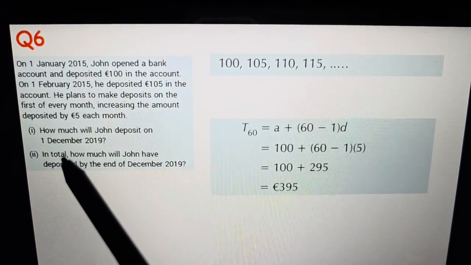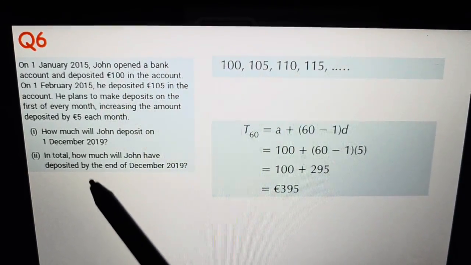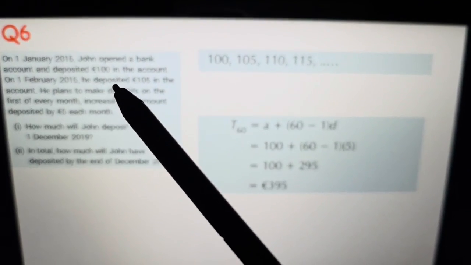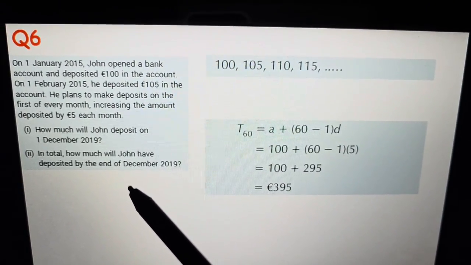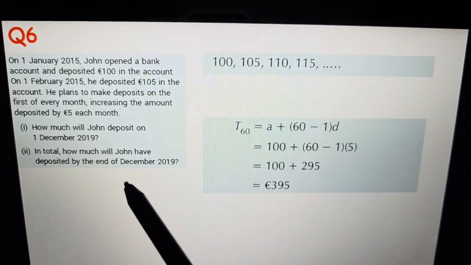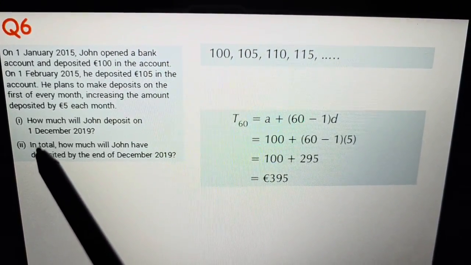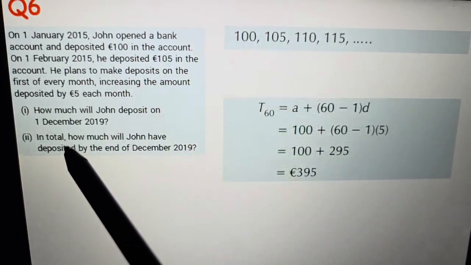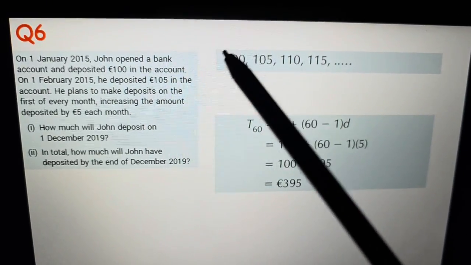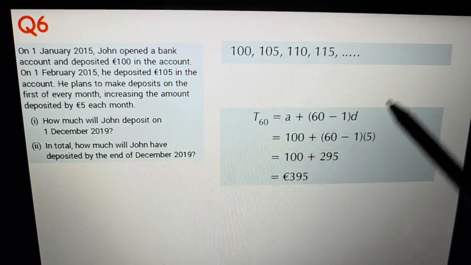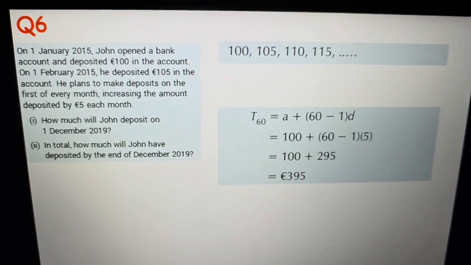In total, how much will John have deposited by the end of December 2019? Now remember, he's still only putting the deposits in on the 1st of the month. So it doesn't matter that we're now at the end of the month. Okay, he put a deposit in on the 1st of that month. They said in total. When you say in total, that means find the sum of. So I want to find the sum of all of those deposits. So his very first one, his second, his third, all the way down as far as his 60th deposit. Okay, so it's the sum of that series.